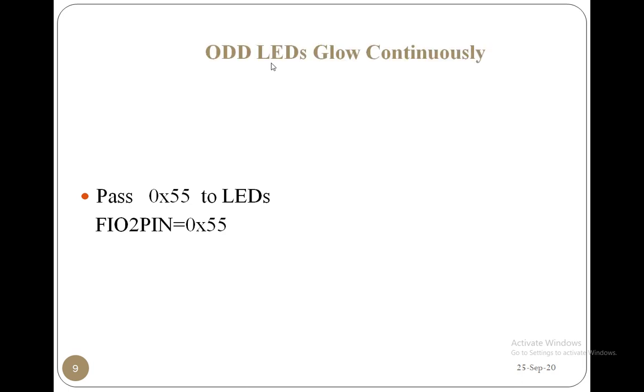Now we have to continuously glow the odd LEDs, which means we have to put it in the while loop. While true, we activate it, and the odd LEDs will glow continuously. This while is nothing but an infinite loop. So what we have seen is how to activate the even LEDs and odd LEDs.